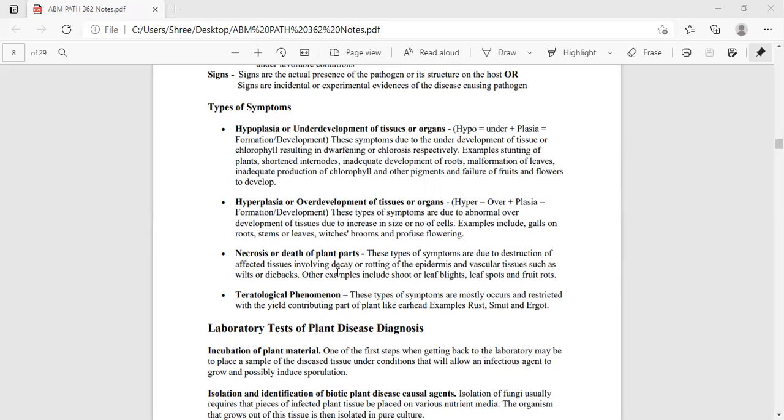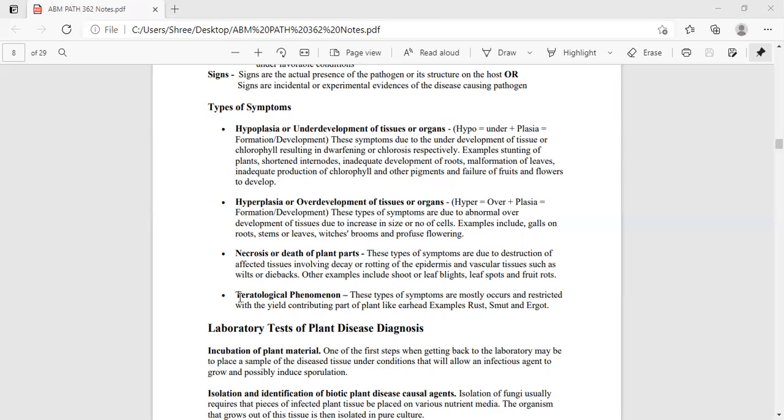Necrosis, or death of the plant. These symptoms are due to destruction of affected tissues involving decay or rotting of the epidermis and vascular tissues, such as wilt or dieback. Necrosis means that when a pathogen causes systemic infection to the plant, in the vascular tissues or the epidermal layer, it causes decaying, wilting, and rotting of the plant or a plant part. So it comes under necrosis.